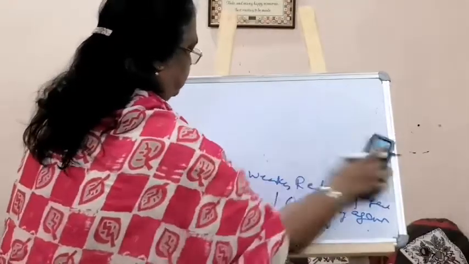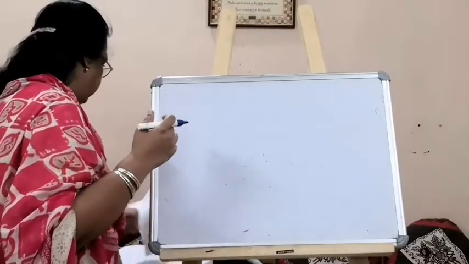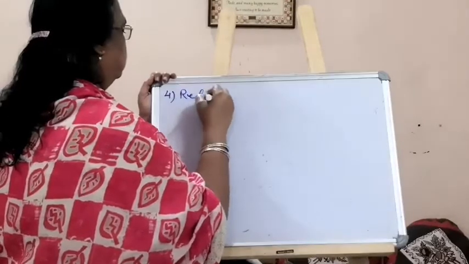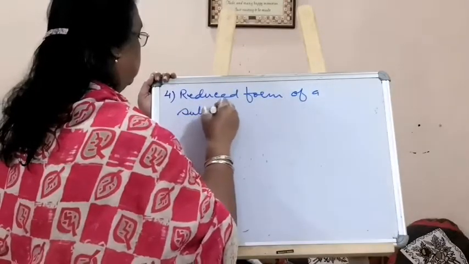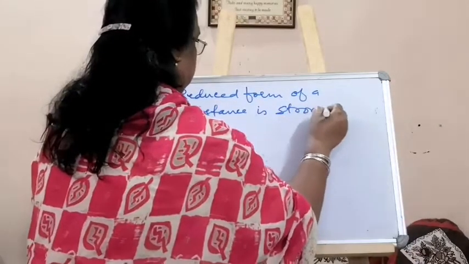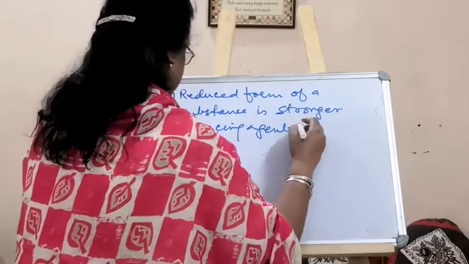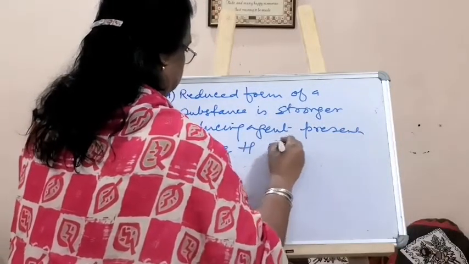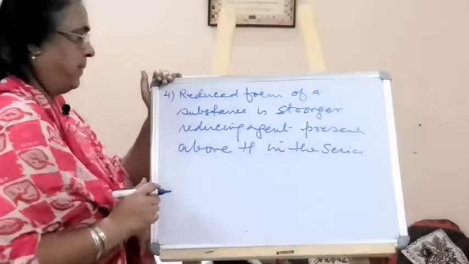So now the fourth characteristic of this electrochemical series: any reduced form of a substance is a stronger reducing agent if present above hydrogen in the series. So you remember that.